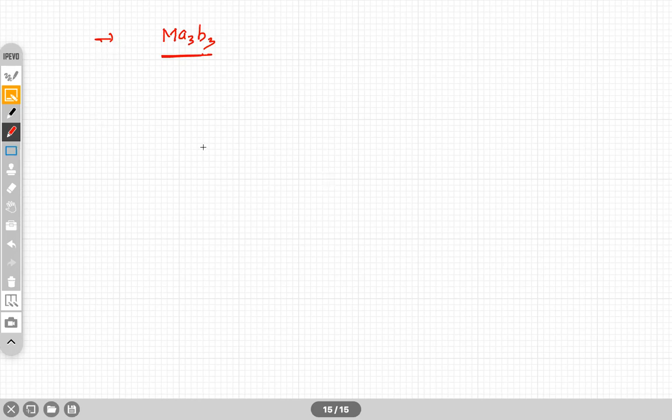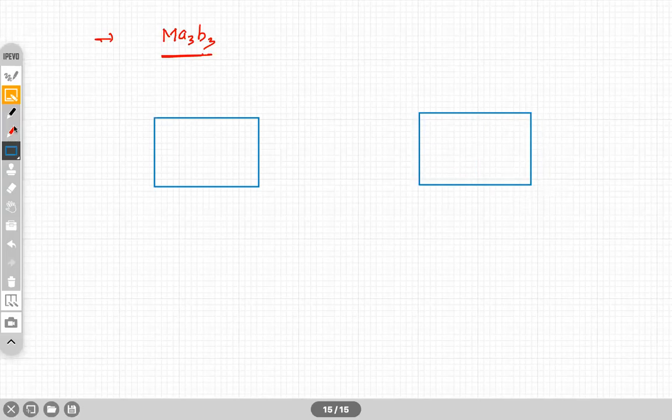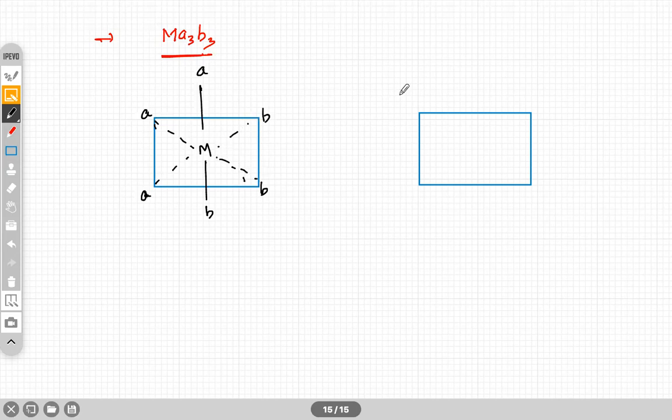I'll draw the structure. The two possible structures here are facial and meridional. So, octahedral, metal at the center, and in facial all A are at 90 degrees. 1, 2, 3, all A are at 90 degrees. Meridional, I'll draw it, right? B, B, and B. This is facial. All A are at 90 degrees. Meridional has 1 A here. Basically, these two positions you have to interchange. You'll get meridional. So we have A, here we get B, here we have A, B, and B. This is meridional.